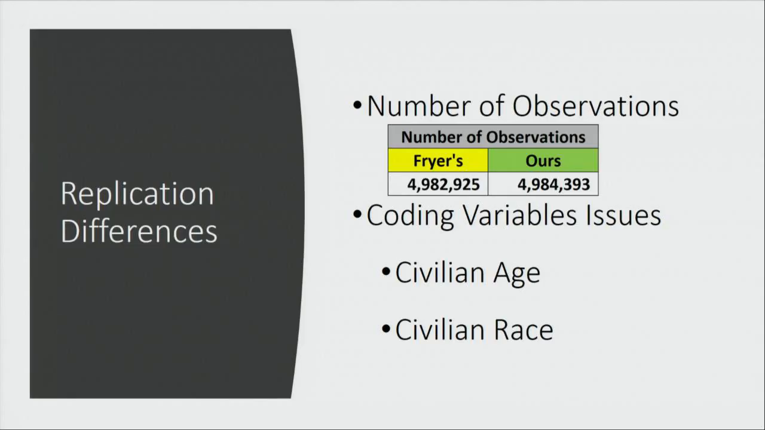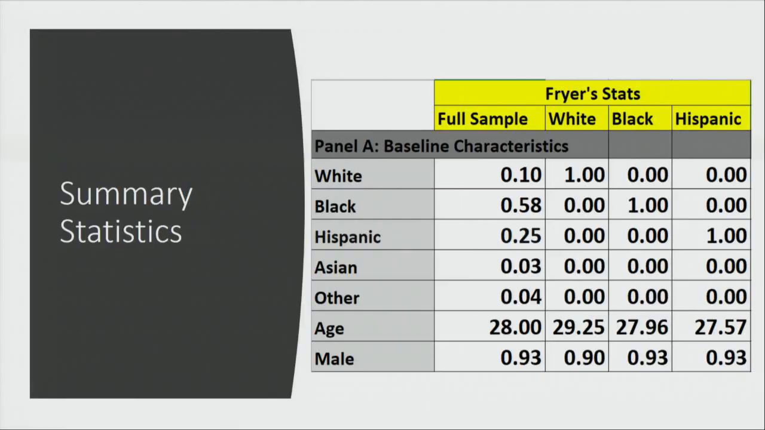We also found replication issues. For example, the number of observations was different, not crazy different. In fact, there were 2,000 more data points than in Fryer's paper. But we also have coding variable issues, like the last mentioned, and civilian race, which he decided to code black Hispanic as black, and only white Hispanic as Hispanic. That's his choice, and if we took a different approach, we would probably get a different result, which you're about to see in this table.